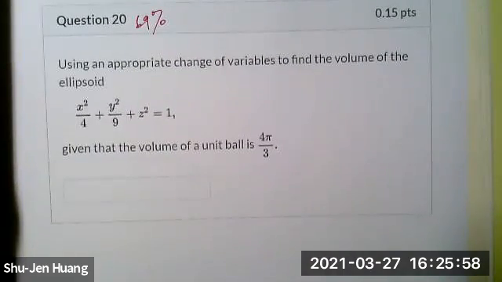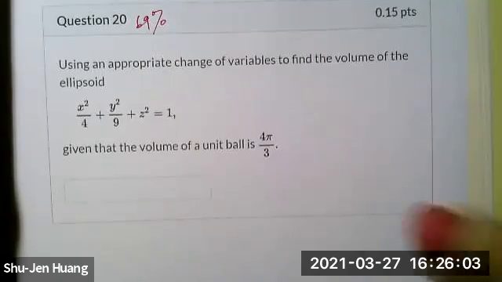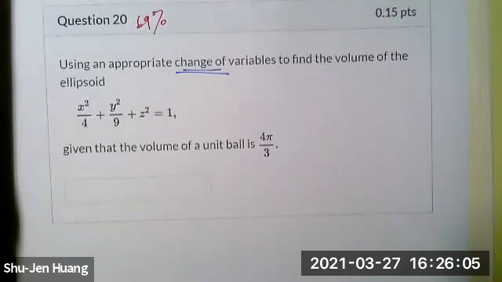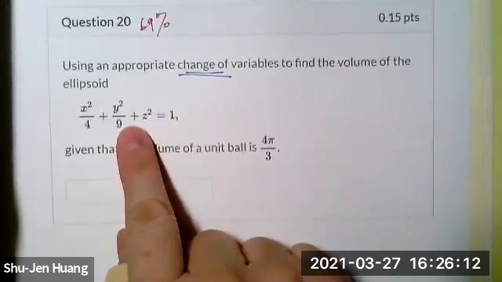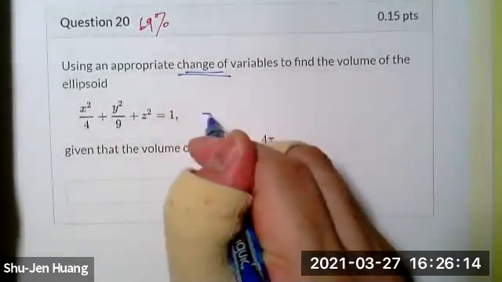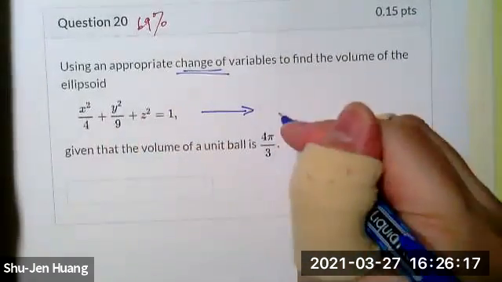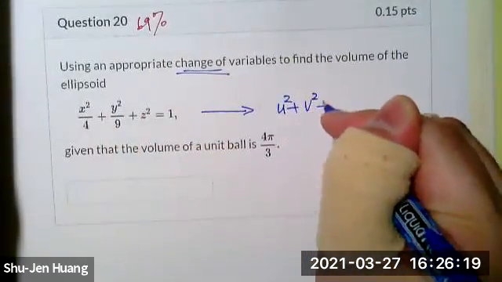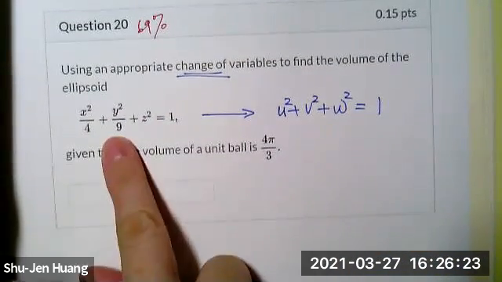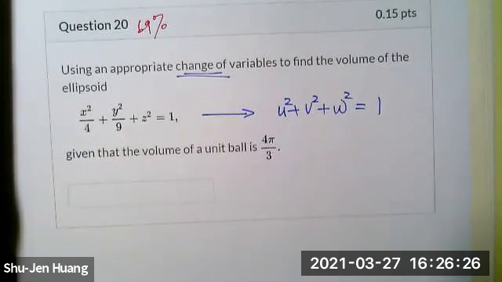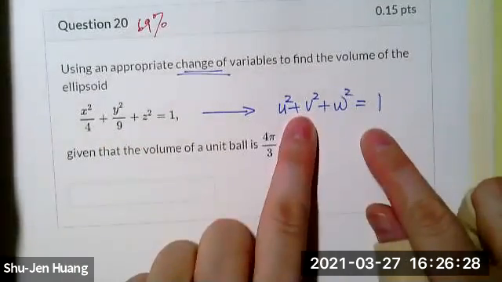All right, and next, 20. In 20, we want to do the change of variable here, and we have done this so many times already. The region is enclosed by the ellipsoid. So the change of variable we're going to make is to get a unit sphere, u squared plus v squared plus w squared equal to 1. So we're going to reshape the region in the x, y direction to make it a unit sphere.